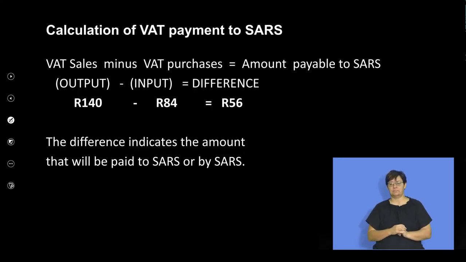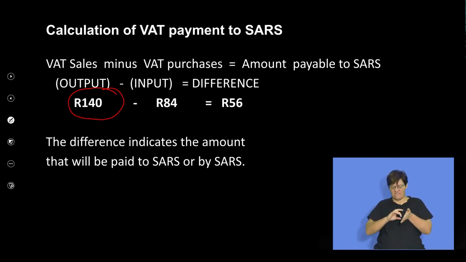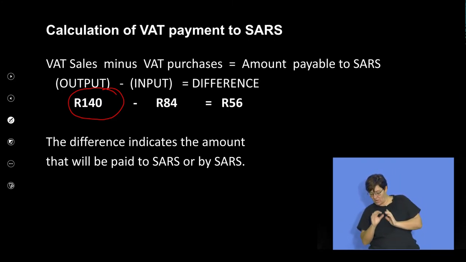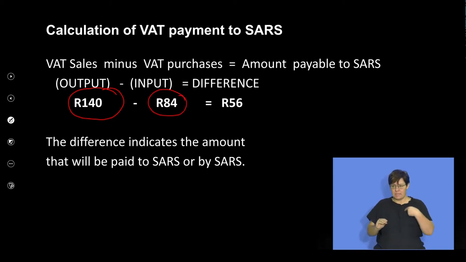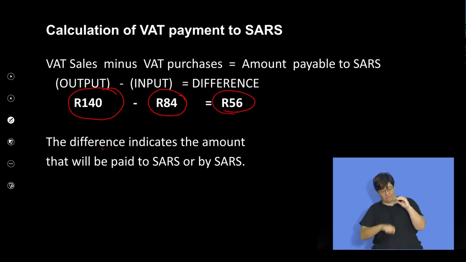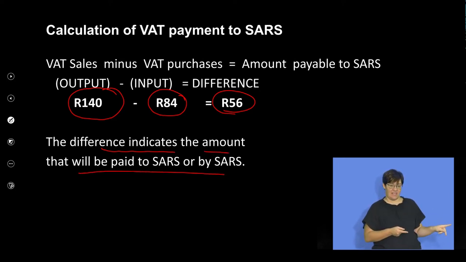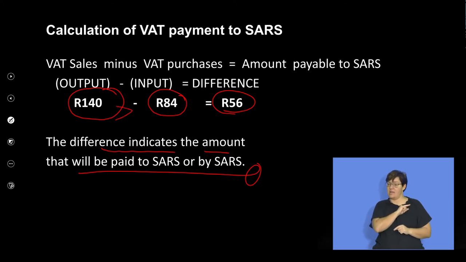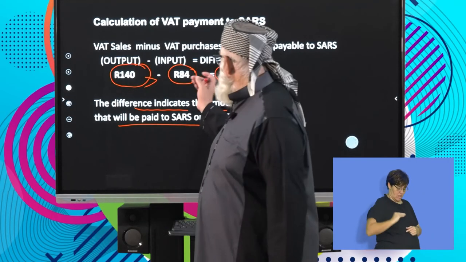So here's an example for you. If you have an output VAT of 140 Rand, meaning you have collected 140 Rand worth of VAT, and you've paid 84 Rand in input VAT, which you can claim back, the difference is the 56 Rand, which will have to be paid over to SARS. The difference indicates the amount that will be paid to SARS or by SARS. In this case, because your output is greater than your input, it means you have collected more than what you can claim back. You owe SARS, in this case, 56 Rand.